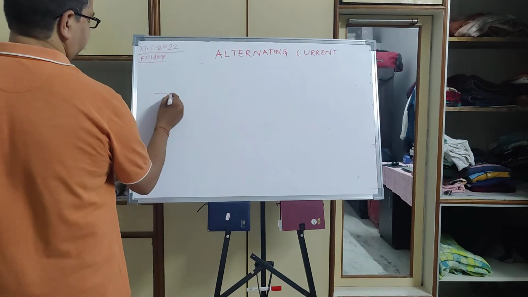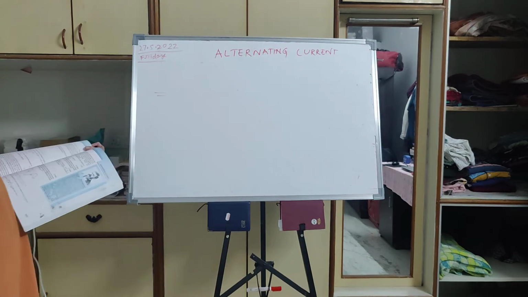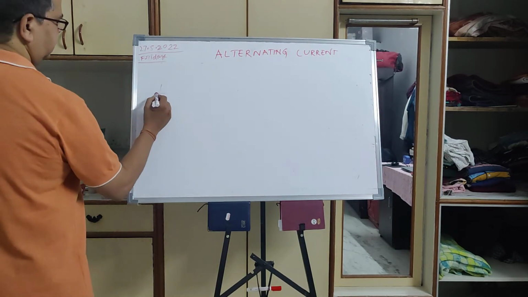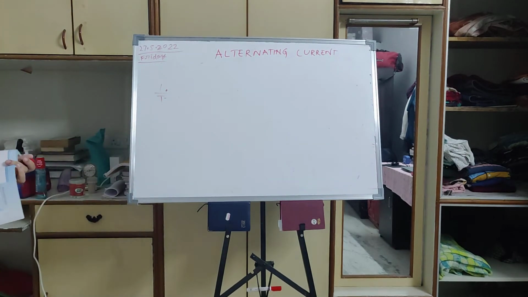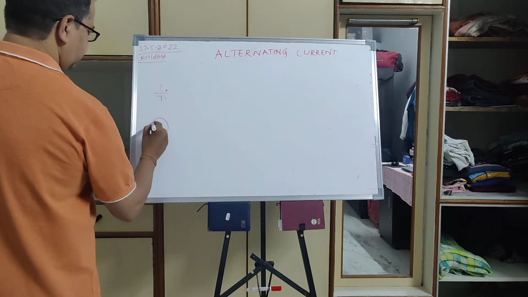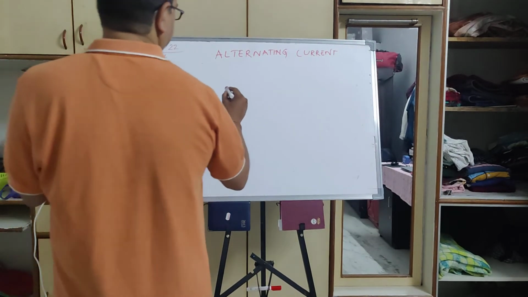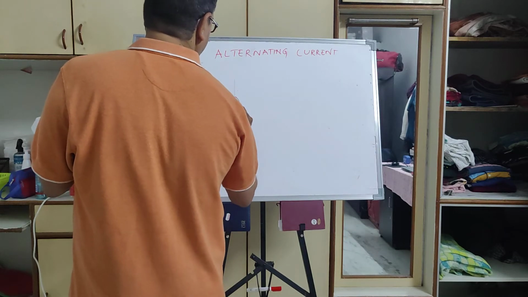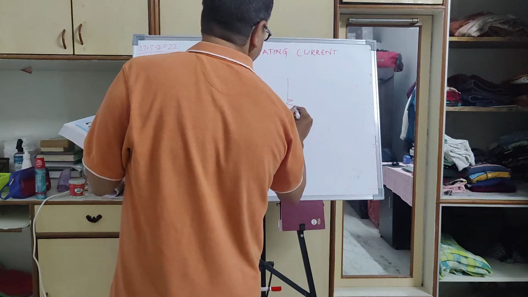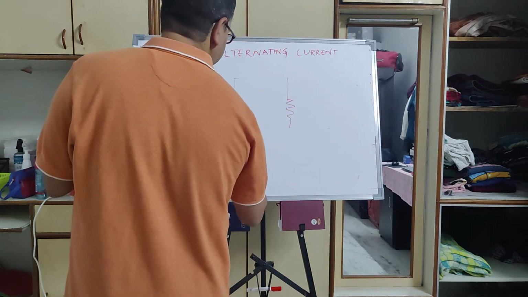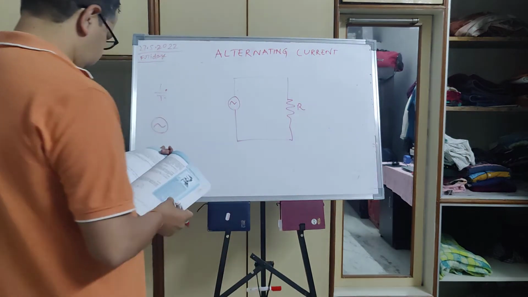For DC we used to use a battery symbol, where the longer line is positive and the smaller line is negative, whereas an AC source we represent like this. So let us draw an AC circuit. This is my alternating current source, and this is my resistor of resistance R.